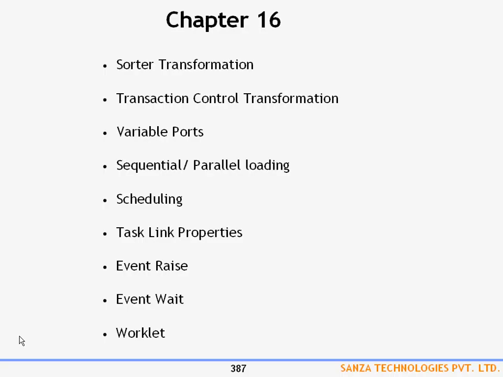In chapter 16, we are going to discuss the transaction control transformation, variable ports, sequential loop, parallel loading, scheduling, task link properties, event raise, event rate, and the workload.